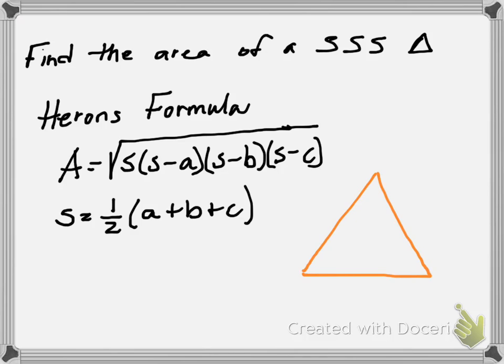That formula is given as A equals the square root of S times the quantity of S minus A times the quantity of S minus B times the quantity of S minus C. To find the value for S, S is equal to 1/2 times the quantity of A plus B plus C. When you have a side triangle, that just means that all 3 sides are provided to you.